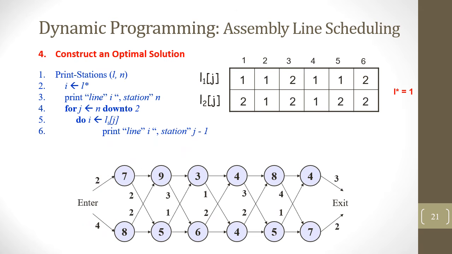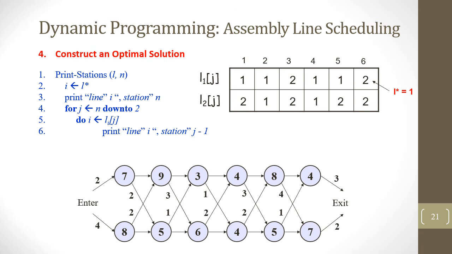The last step in designing an algorithm using dynamic programming is to construct an optimal solution once we have computed the optimal solution value. And the L table will help us in identifying the fastest way through the assembly line. From the value of L star, we will backtrack into the table to figure out the fastest path. Since the L star is 1, we know that we exited the assembly line from station 6 from line 1.